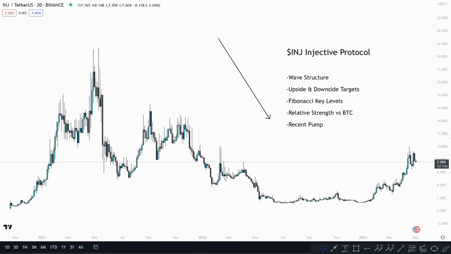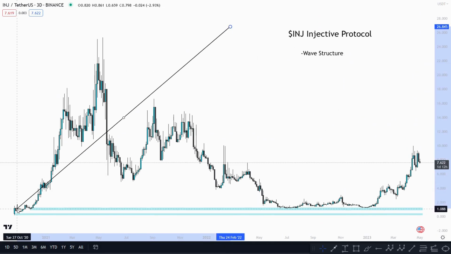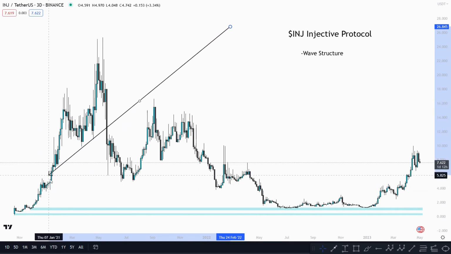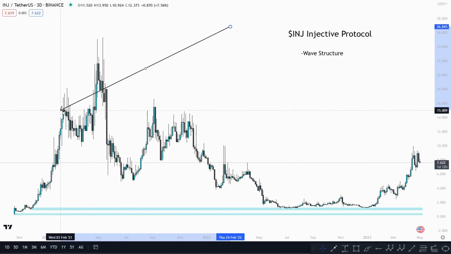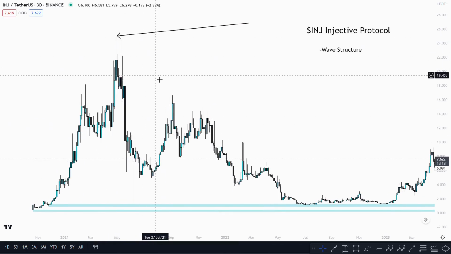Let's get into it. So as we begin to take a look at the wave structure for Injective Protocol, the first thing I want to point out here is the first major impulse that we had back in October 2020 when we began the impulse. You can see as we started to move to the upside we were building stair steps before getting that parabolic move where you get 100% in a couple of days.